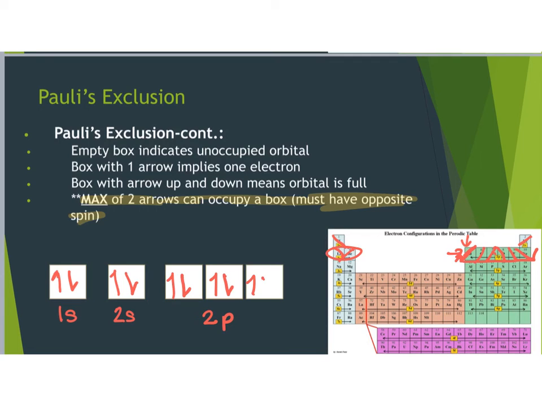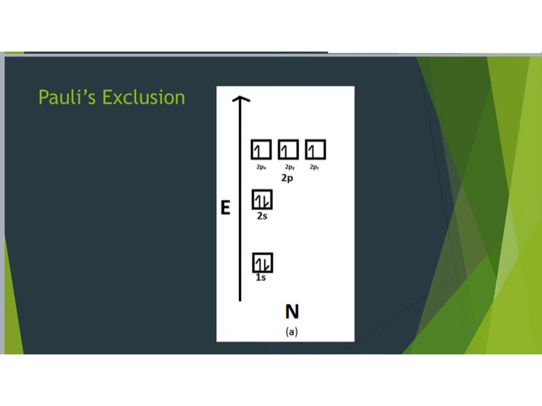And notice when I hit the end of my row, all of my boxes are full. So in this case, I have my 1s sublevel full, the 2s sublevel is full, and the 2p sublevel is full. Okay, and again, just by looking at this diagram, notice I have 2 arrows in my 1s, 2 arrows in my 2s, and 1 arrow in each of the p level boxes. So this tells me I have 2, 4, 5, 6, 7 electrons. So 7 electrons tells me that I have the element nitrogen, which again is indicated down here.